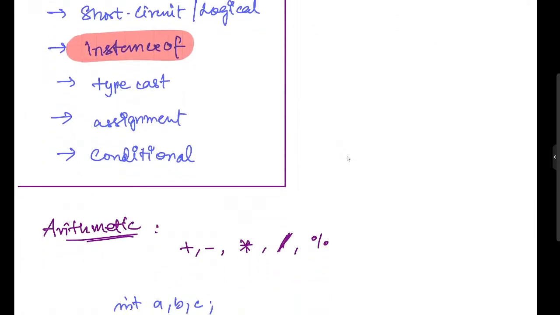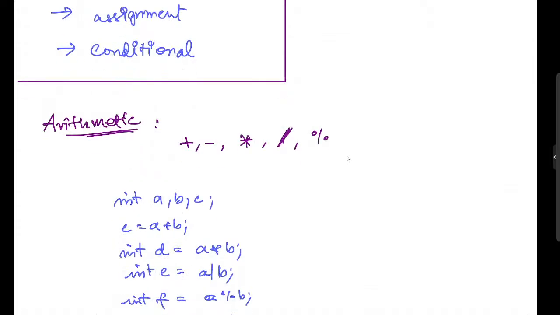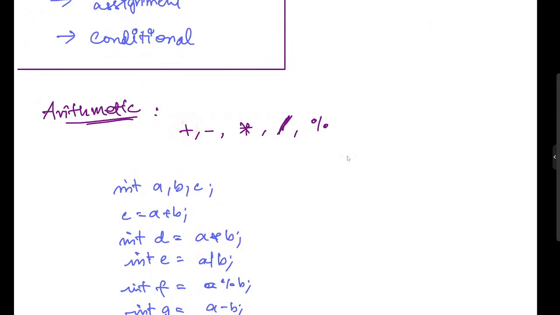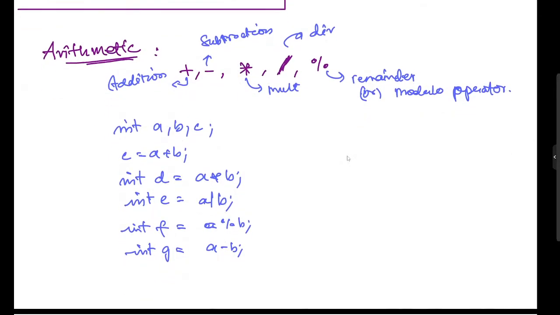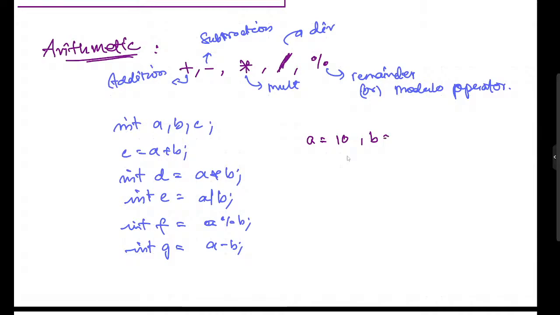In arithmetic operators, we generally have plus that represents addition, minus is subtraction, star is multiplication, slash is division, and percent is remainder, or you can also call it the modulo operator.